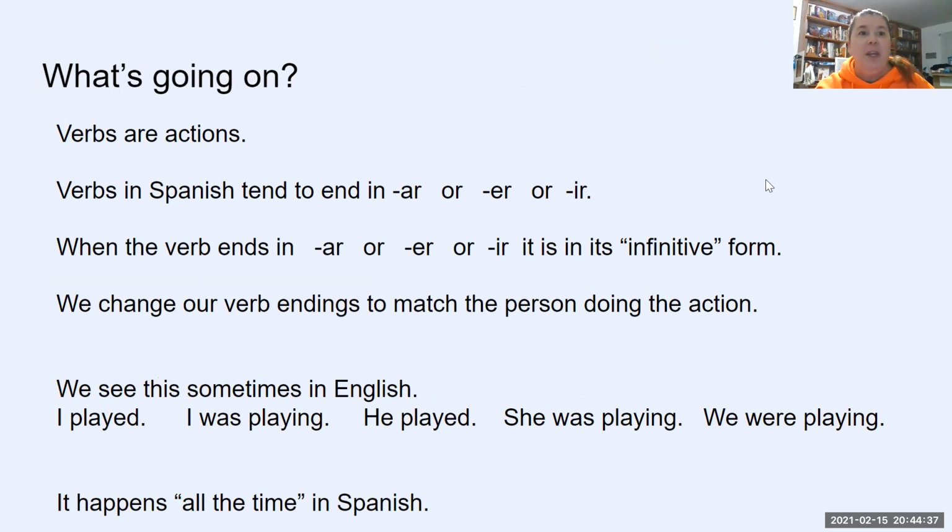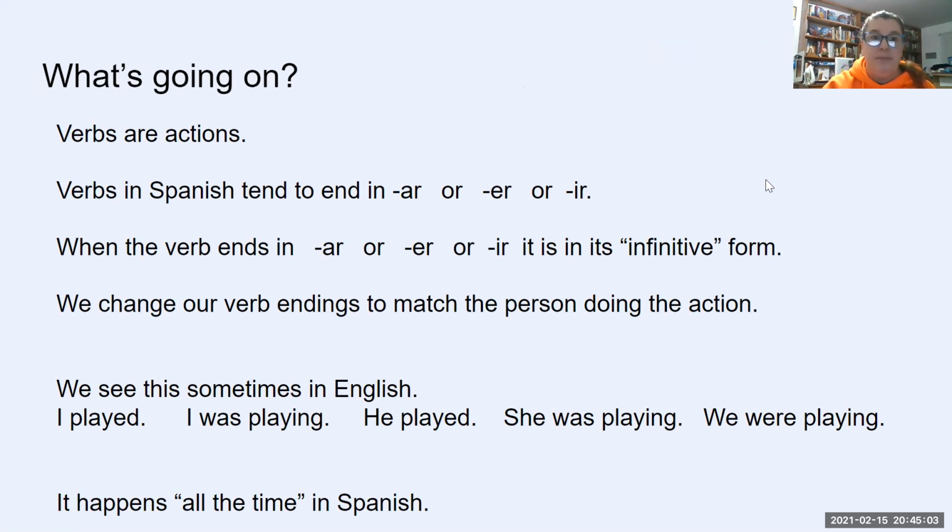So what's going on? Verbs are actions. Verbs in Spanish tend to end in AR or ER or IR. And when that verb is left in its AR, ER, IR form, it's called its infinitive form. It's non-changed form. We change our verb endings to match the person doing the action, and that's called a conjugation. Important to know if you're studying grammar, but honestly, we're just going to make sure we can communicate in Spanish and talk about what we used to do.